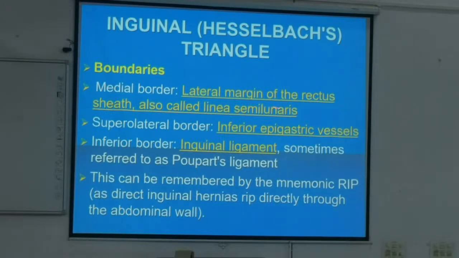The medial border is the lateral margin of the rectus sheath, also called the linea semilunaris. That is another name for the lateral margin of the rectus sheath. The superolateral border is formed by the inferior epigastric vessels. The inferior border or base is formed by the inguinal ligament, sometimes referred to as Poupart's ligament. You can remember it with a mnemonic like RIP: rectus sheath, inferior epigastric vessels, Poupart's ligament. Direct inguinal hernias push directly through the abdominal wall. Next.